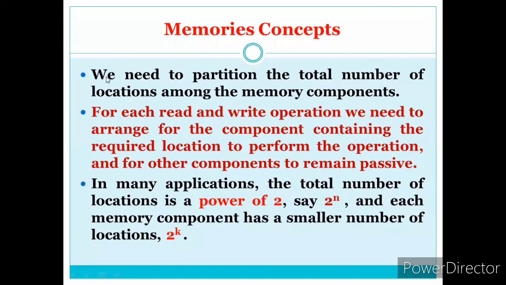But before that, what I have explained has been written here. We need to partition the total number of locations among the memory components. According to the design, we need to partition that. So for each read and write operation, we need to arrange for the components containing the required location to perform the operation, and for the other components to remain passive. So we have to design in such a way that whichever memory location is needed is activated, and the remaining are passive.